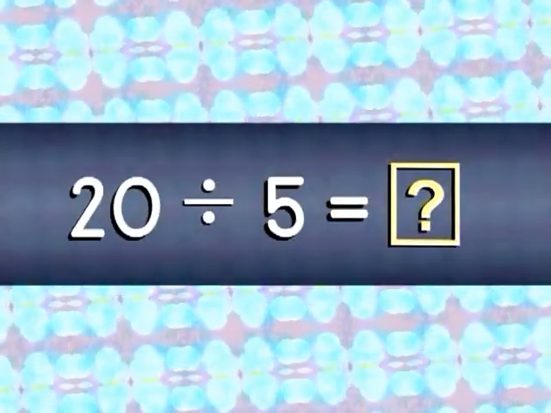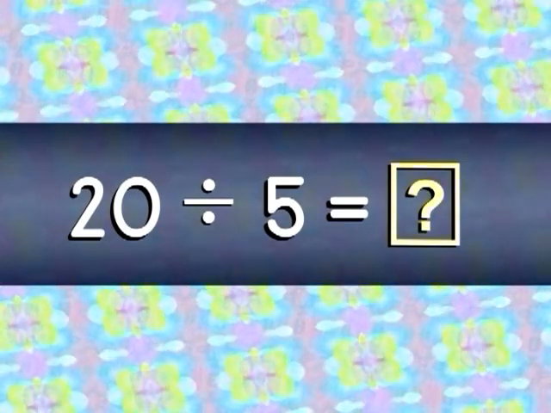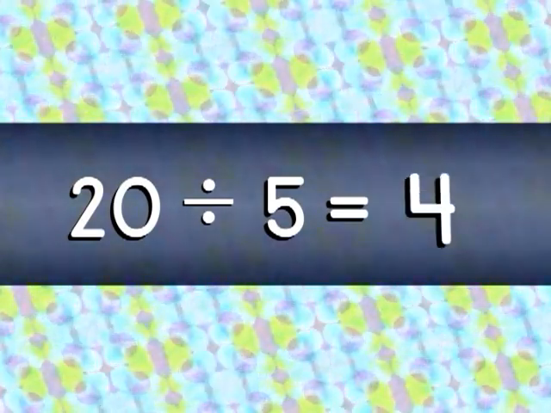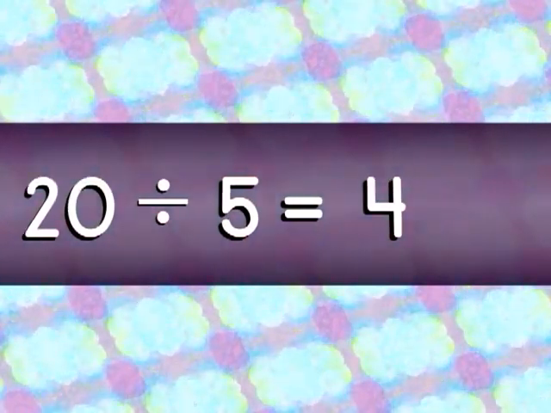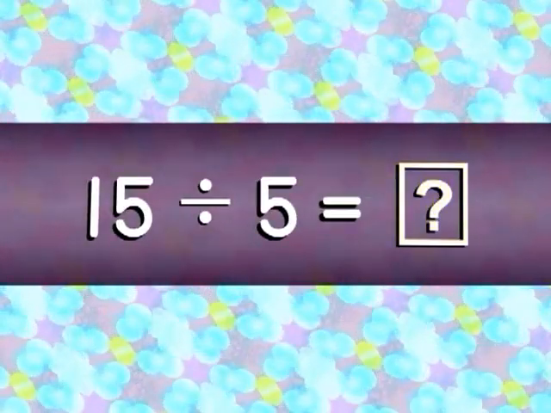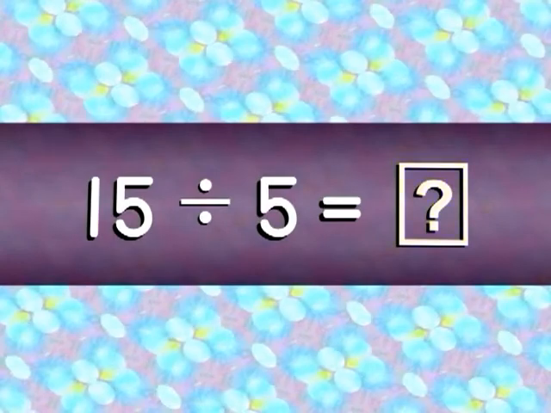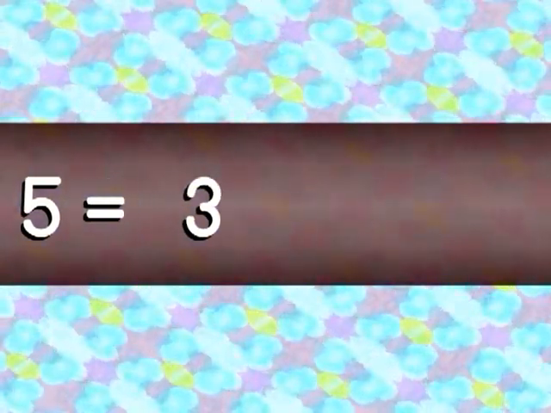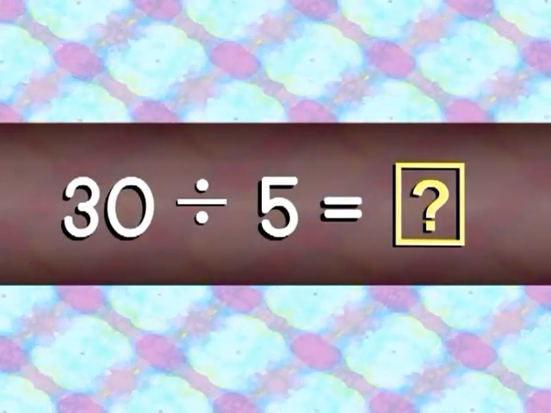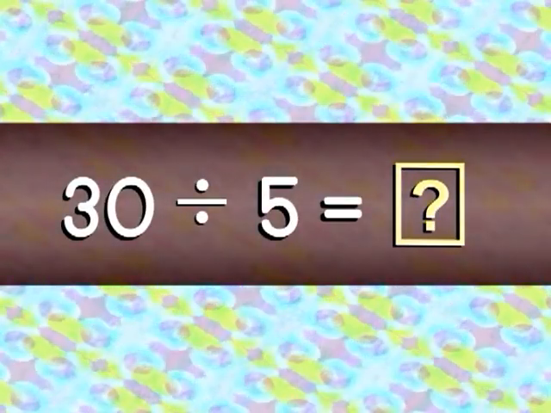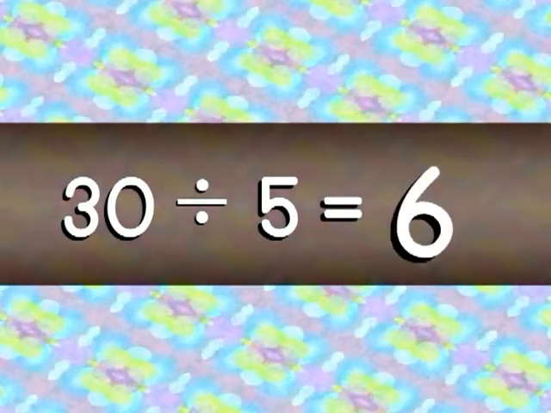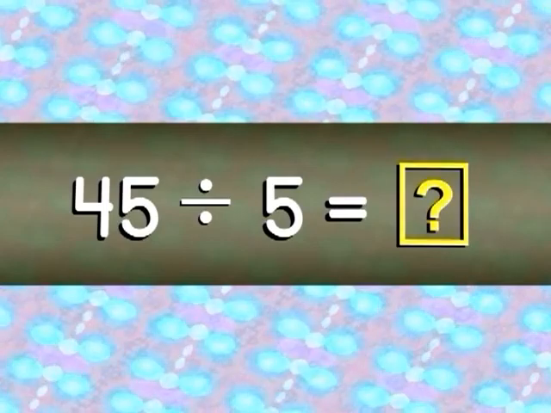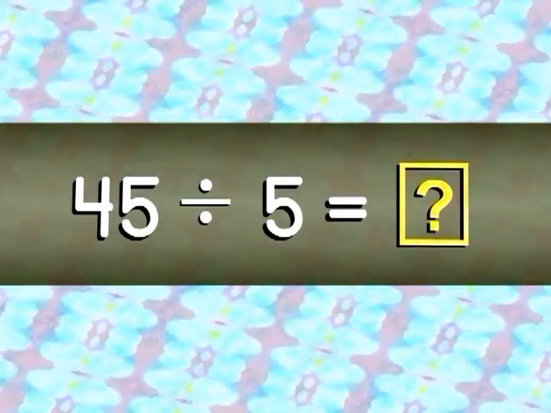20 divided by 5 is 4. 15 divided by 5 is 3. 30 divided by 5 is 6. 45 divided by 5 is 9.